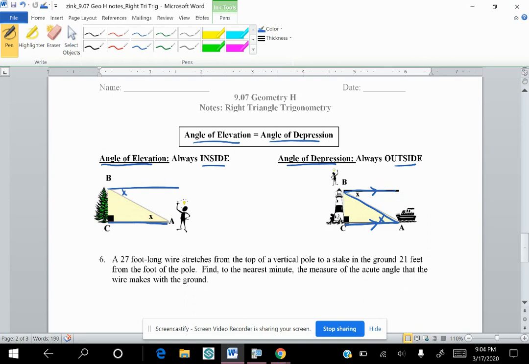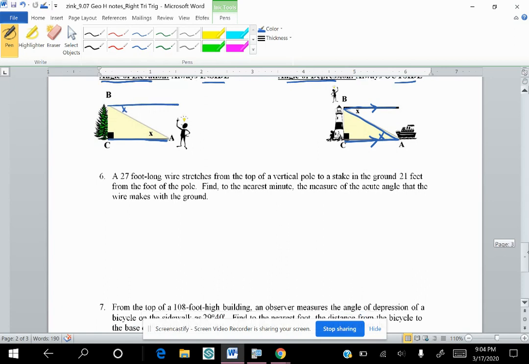If you're struggling with this concept, just always put it in that bottom little angle of your triangle as your angle of elevation, since they are the same. Usually angle of depression is harder for students to figure out. All right, number 6, we've got a 27-foot long wire stretches from the top of a vertical pole. So here's our vertical pole to a stake in the ground 21 feet from the foot of the pole.